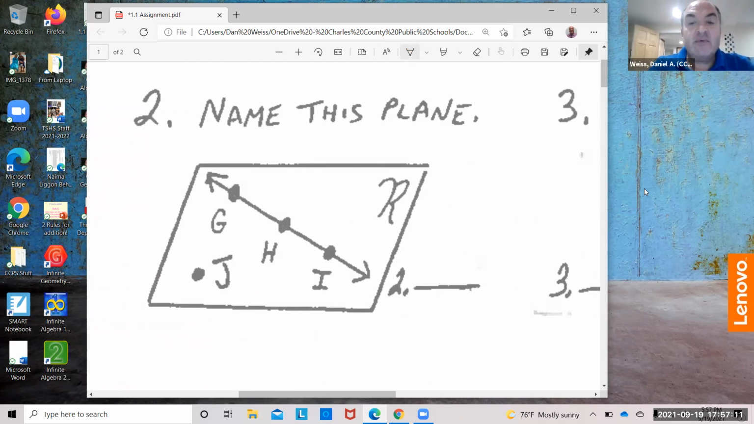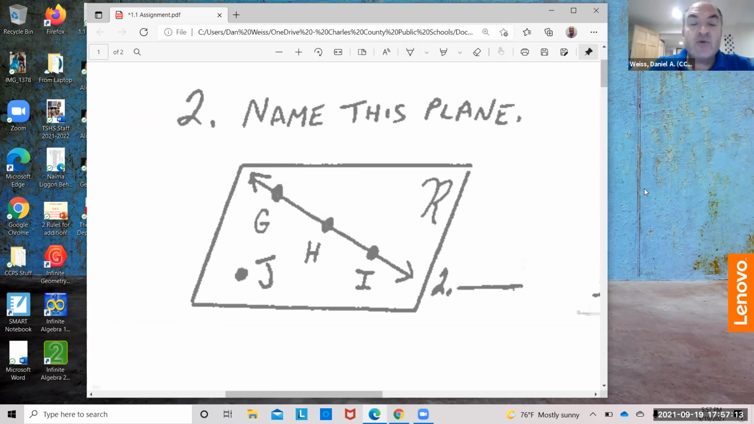Name this plane, okay? You need generally 3 letters to name a plane, okay? So we have, one way to name it would be, I have to draw a plane like that. Plane GHJ. It has to be 3 letters, not on the same line, always, okay?